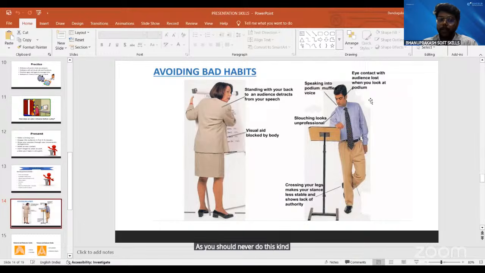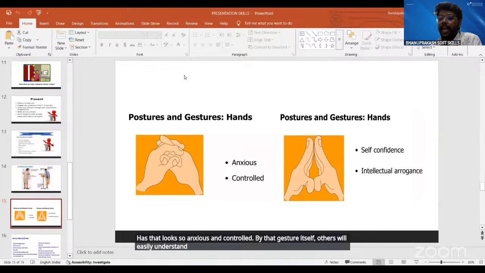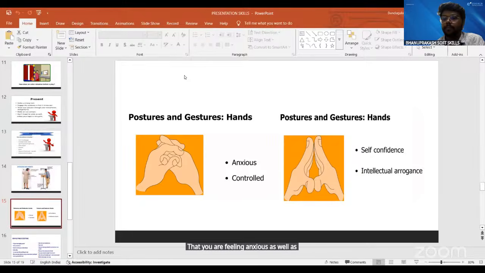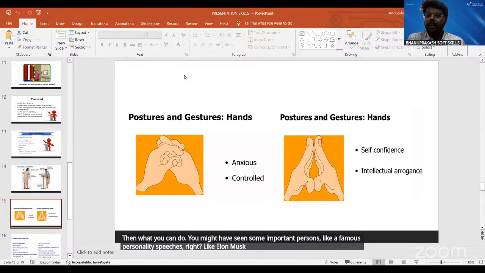And when it comes to gestures, this kind of posture is a common posture that we follow, like just folding our hands, folding our fingers, which looks so anxious and controlled. By that gesture itself, others will easily understand that you are feeling anxious as well as controlled. Then what can you do? You might have seen speeches of some important persons, famous personalities, right? Like Elon Musk or something like that.